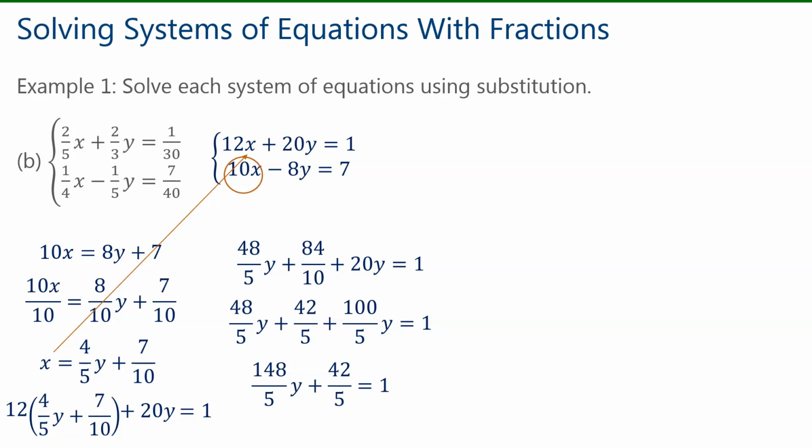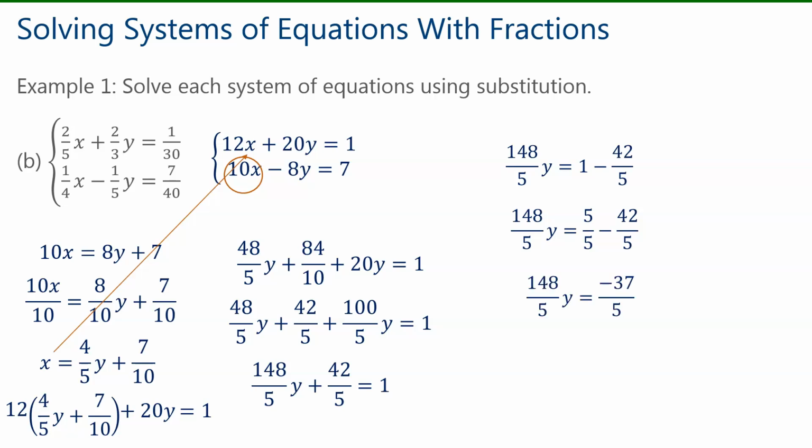Now to solve for y, I'm going to bring the 42 over 5 over to the right-hand side. Then I got to combine that with 1 by finding a common denominator, which once again is 5. So now I have 148 over 5y equals 5 over 5 minus 42 over 5. Now subtracting that, I would get negative 37 over 5.